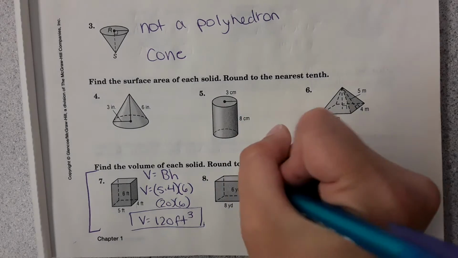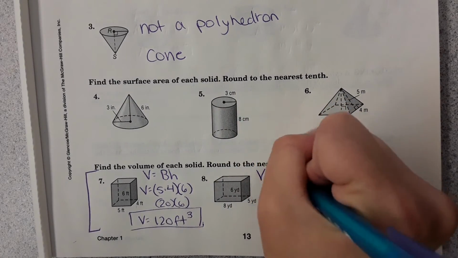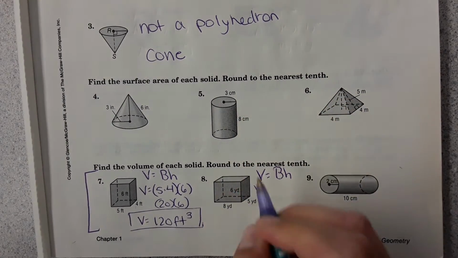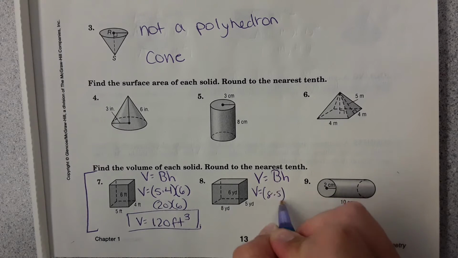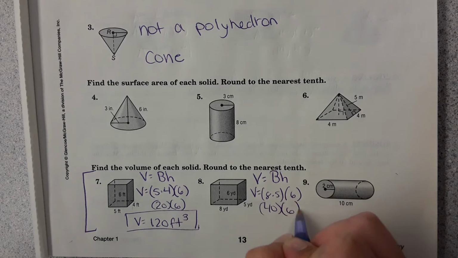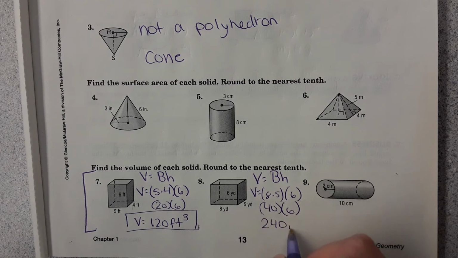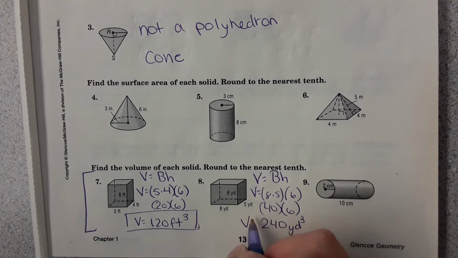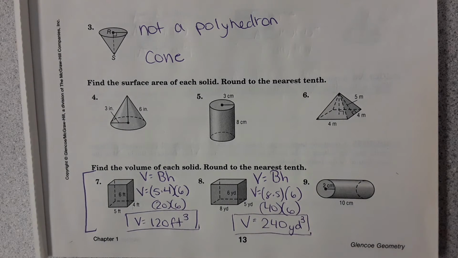We're going to repeat that same thing. Volume of a prism is area of the base times the height. So the base is a rectangle, 8 times 5 times 6. You with me so far?